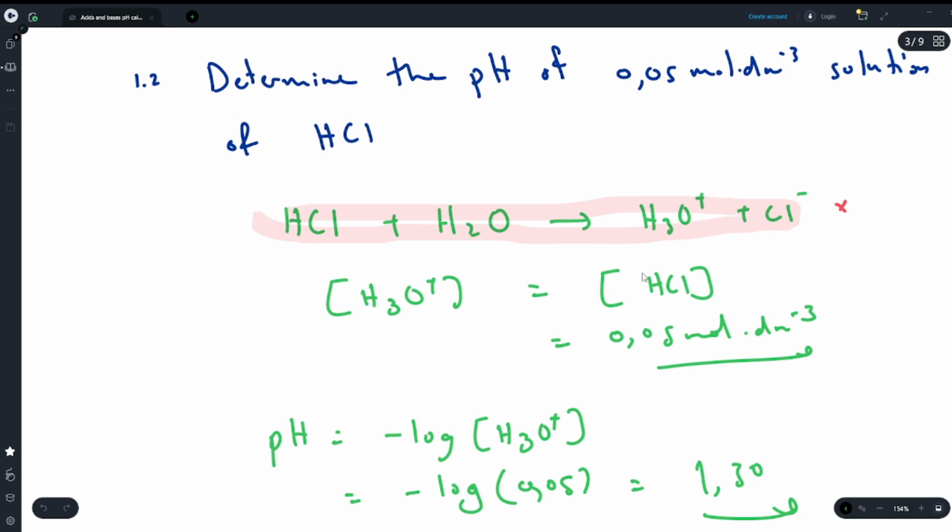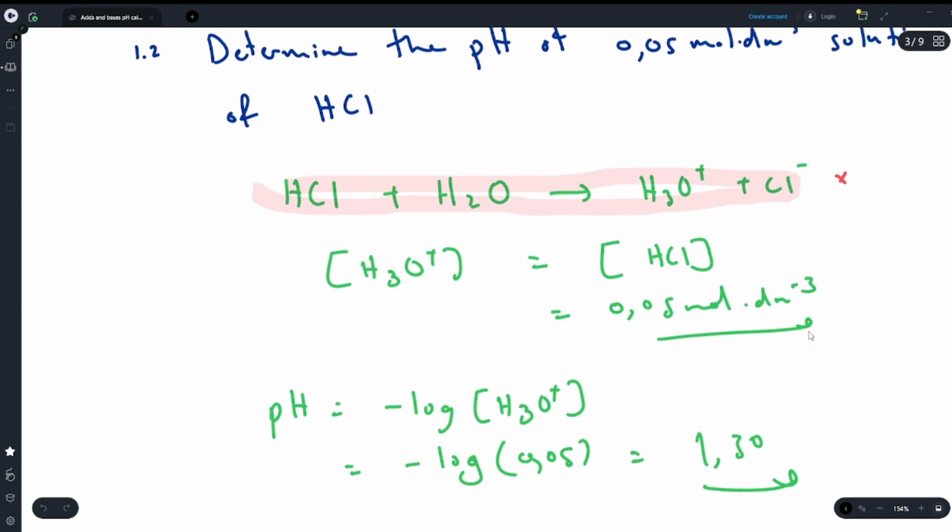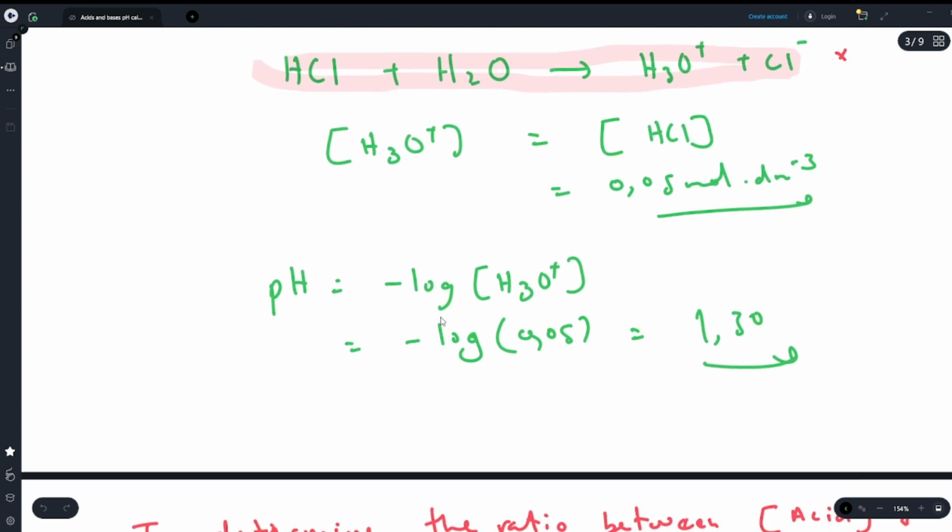So we've got the whole equation listed down. Again, the ratio shows us the concentration of H3O plus will equal the concentration of HCl because the ratio is 1:1. Therefore, the concentration of H3O plus is going to be the same, 0.05 mole per decimeter cubed. Put that into our equation for the pH. So pH is equal to minus log of the concentration of H3O plus. So it's equal to minus log of 0.05.